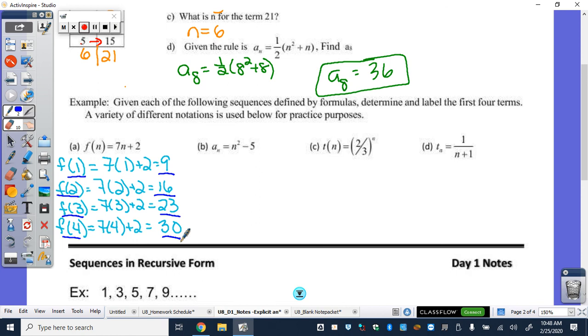So I want you to take a few minutes, figure out the first 4 terms for B, C, and then D.